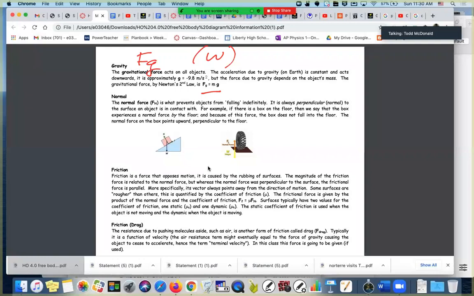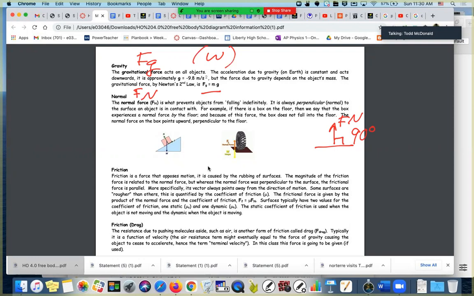A force you may not be familiar with is called a normal force. And what it means is anytime there is an object resting on a surface, the surface that it's in contact with is pushing back on it. And the reason why it's called a normal force is because it's always 90 degrees, or perpendicular, to the surface that it's in contact with. So if an object is on a flat surface, it really is straight up.